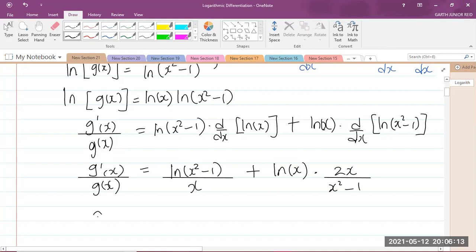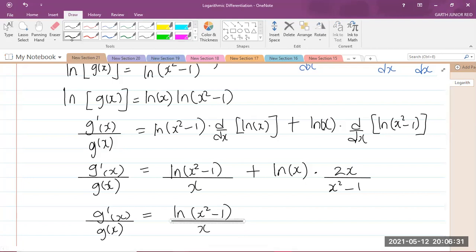So what we have is g prime of x divided by g of x, and that is equal to the ln of x squared minus 1 divided by x, plus 2x ln of x, and I'm dividing that by x squared minus 1. That is what we have.